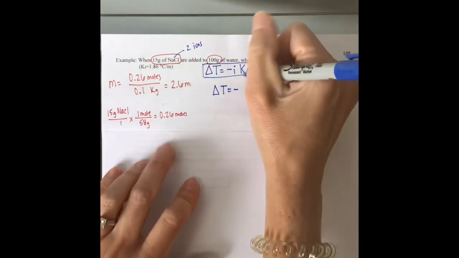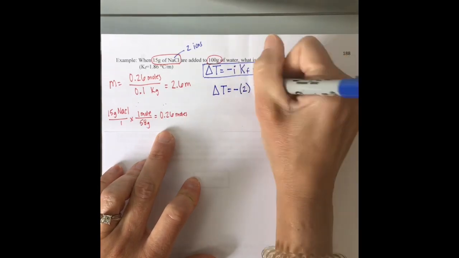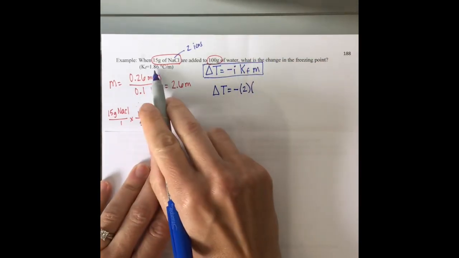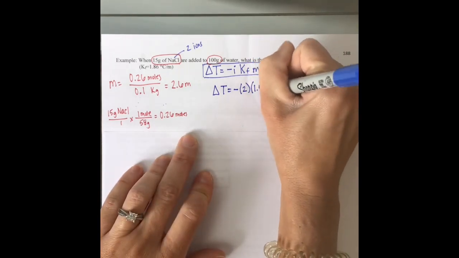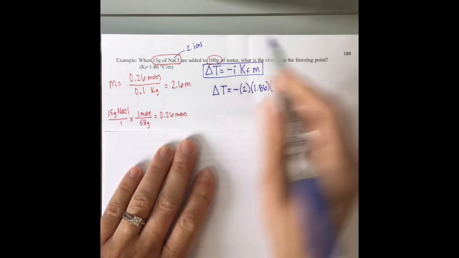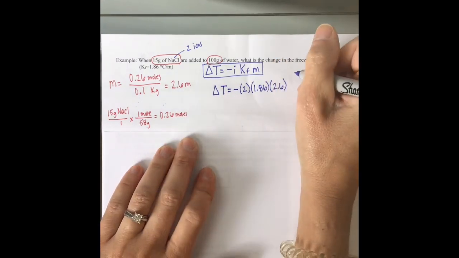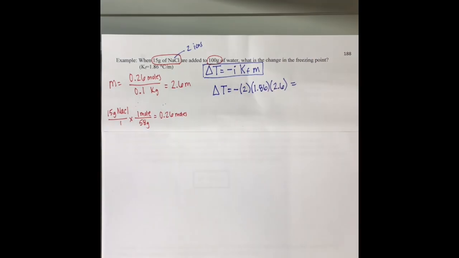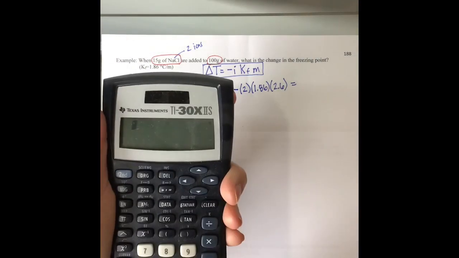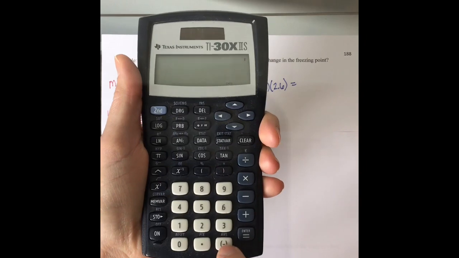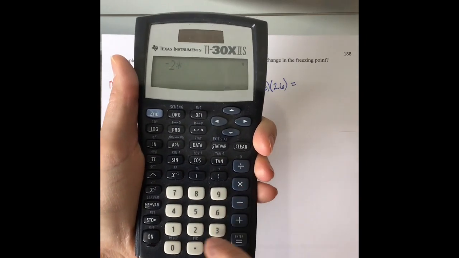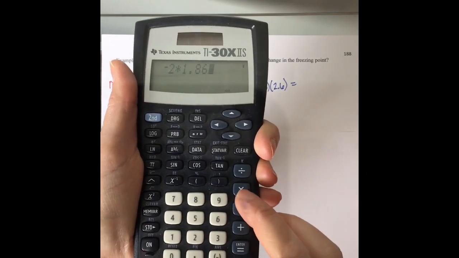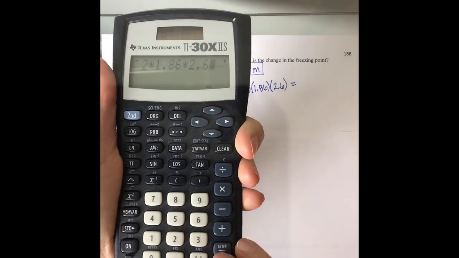It's going to break apart into a sodium and a chlorine. That's 2 pieces. So I'm going to say -2 times Kf, which was given to us, 1.86, times molality, 2.6. In our calculator, if we do that, make sure you're using your negative button, not the minus button. -2 times 1.86 times 2.6.